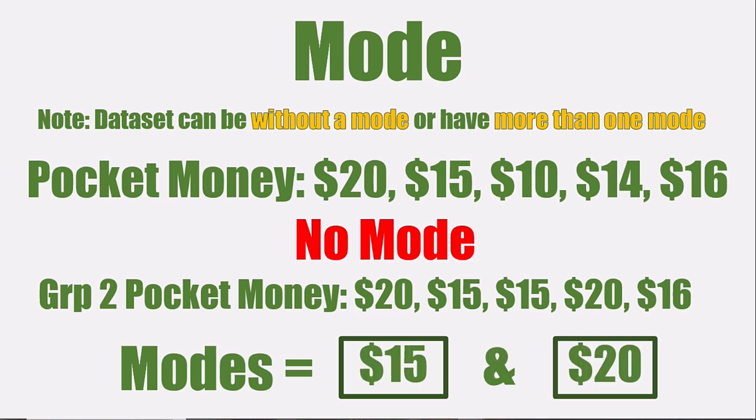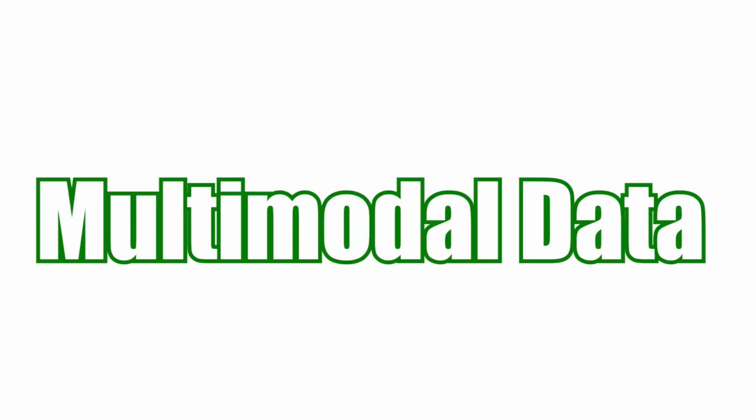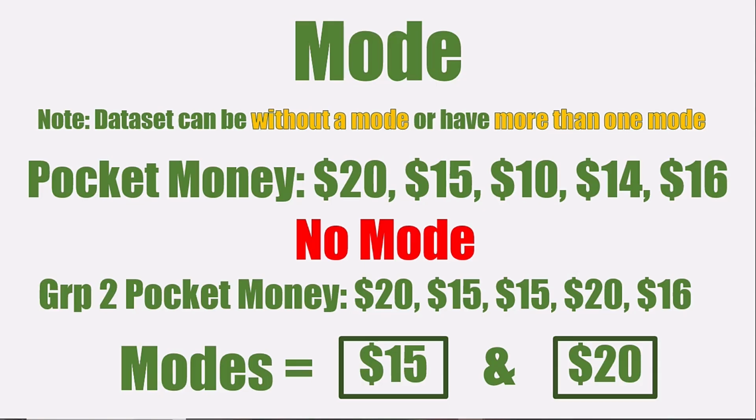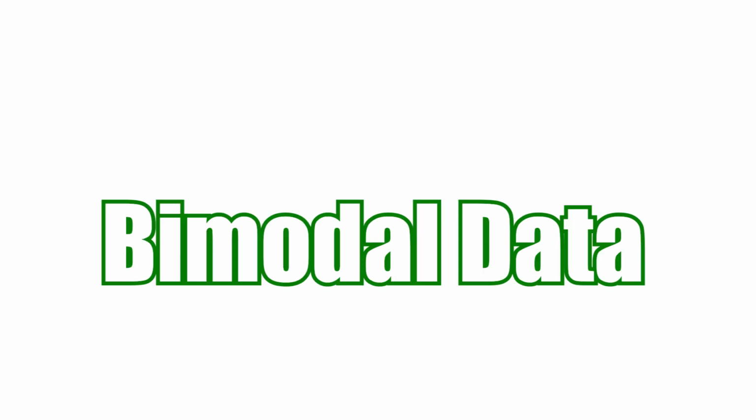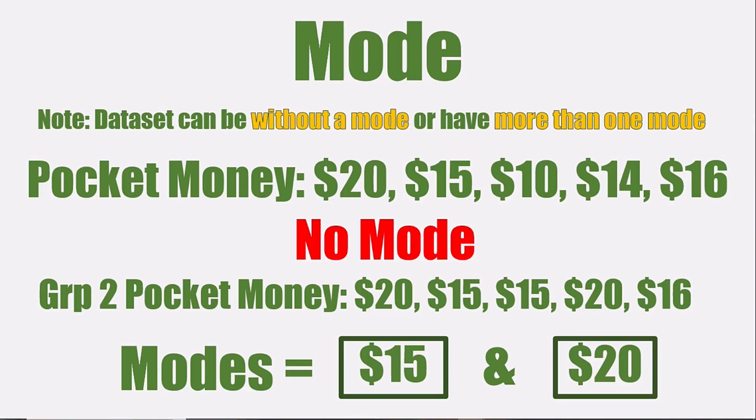All of them are the modes of this data set. So it's having two modes. So a data set can have no mode, or it can have more than one mode. Now, if the data set has more than one mode, then it's called multimodal. And if it has two modes, like in our case here, there's a special name for it. It's called a bimodal data set. A bimodal data set is just a type of multimodal data set.